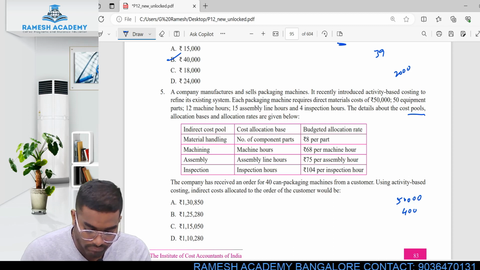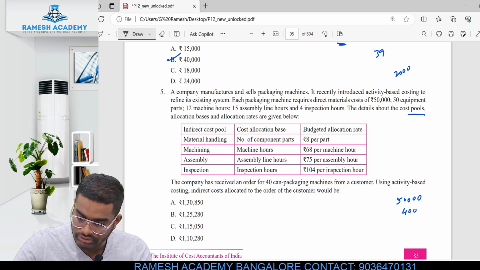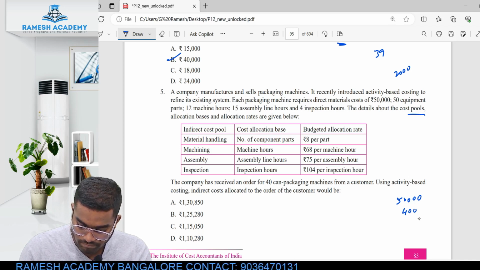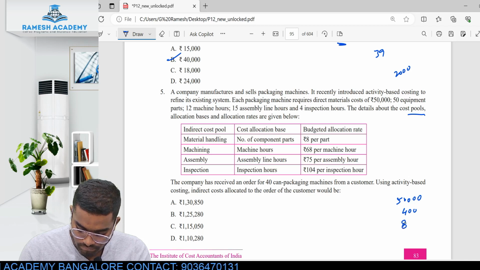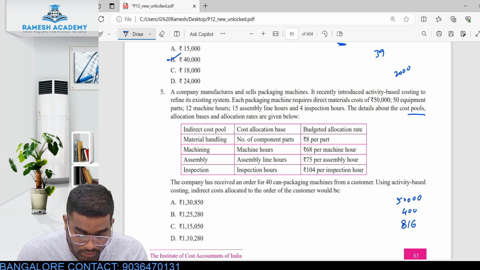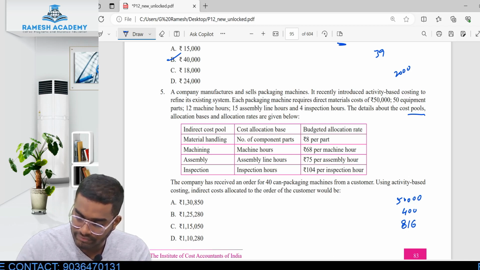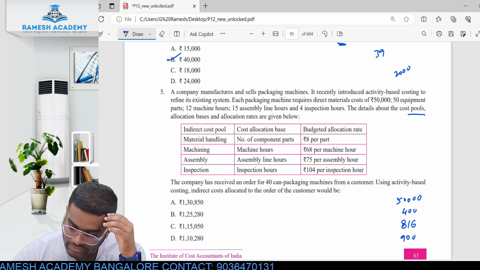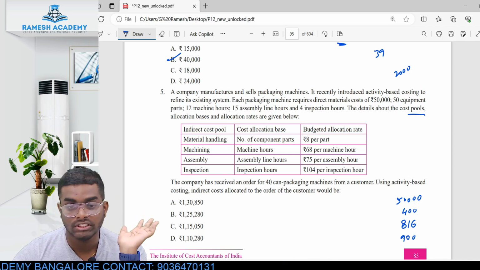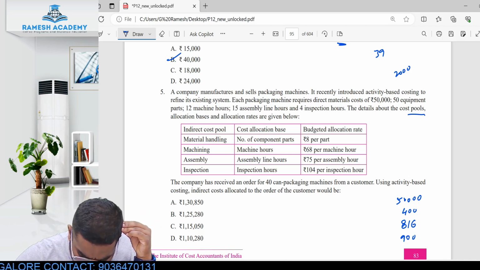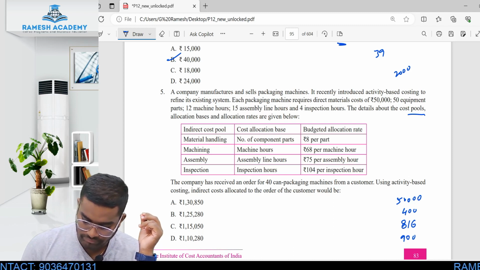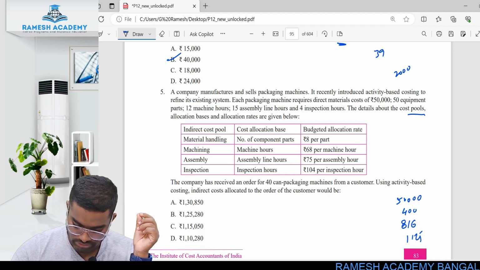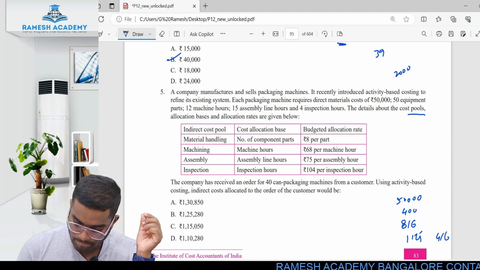Next, we have 12 machine hours. What is the machine hour rate? 68. So 12 into 68. Next we have machine hours at 75, so 12 into 75, 900. The assembly line hours is 15 into cost rate 75. The total is 1125. Assembly is 15 into 75, which is 1125. And last we have the inspection hours, 4 hours into 104, so 416. So we'll just add it up.